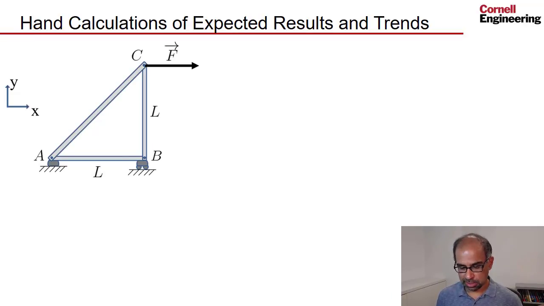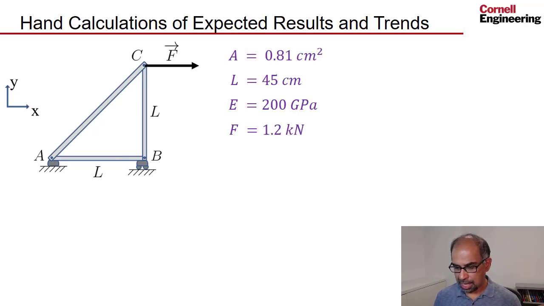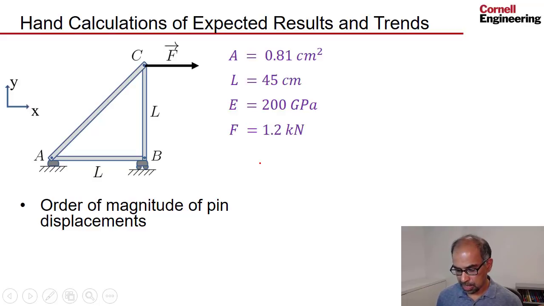Here's the truss we have, and here are the given parameters. So this is area, cross-sectional area, length, Young's modulus, and the magnitude of that external force that's applied on the truss. And from that, we can estimate what the order of magnitude of pin displacements is, and then when we look at the displacement answers, we can say, hey, do these displacements look the right order of magnitude?